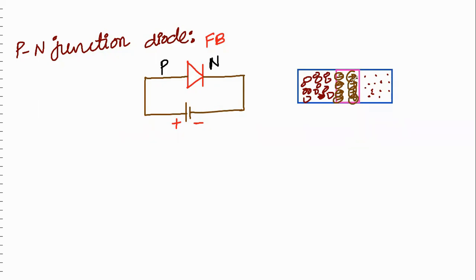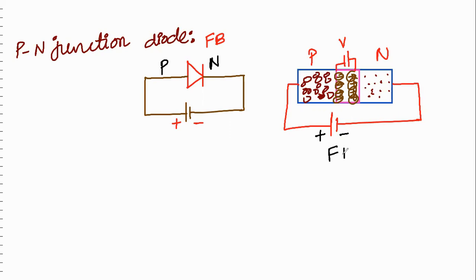A layer which is free from the mobile charge carriers. This is the P region and this is the N region. When it is connected to the battery positive terminal and battery negative terminal, that is called the forward bias.